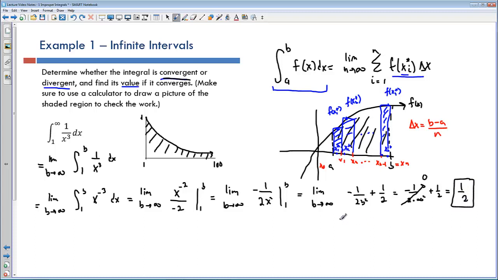So therefore, my integral, let's call all the integrals I here. Therefore, my I converges. And it converges to 1/2.